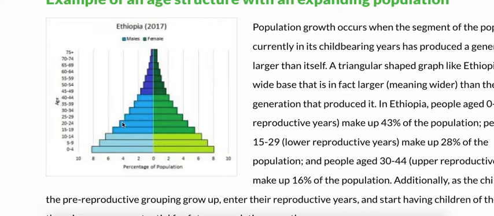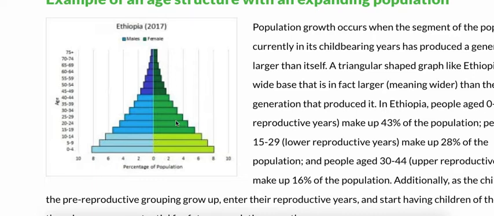The 20-year-olds are about 4.5% male and about 4.5% female. You go up a lot further, and now you only have a very small percent, maybe 0.5% are 75-year-old males, and about 1% or so are 75-year-old females.